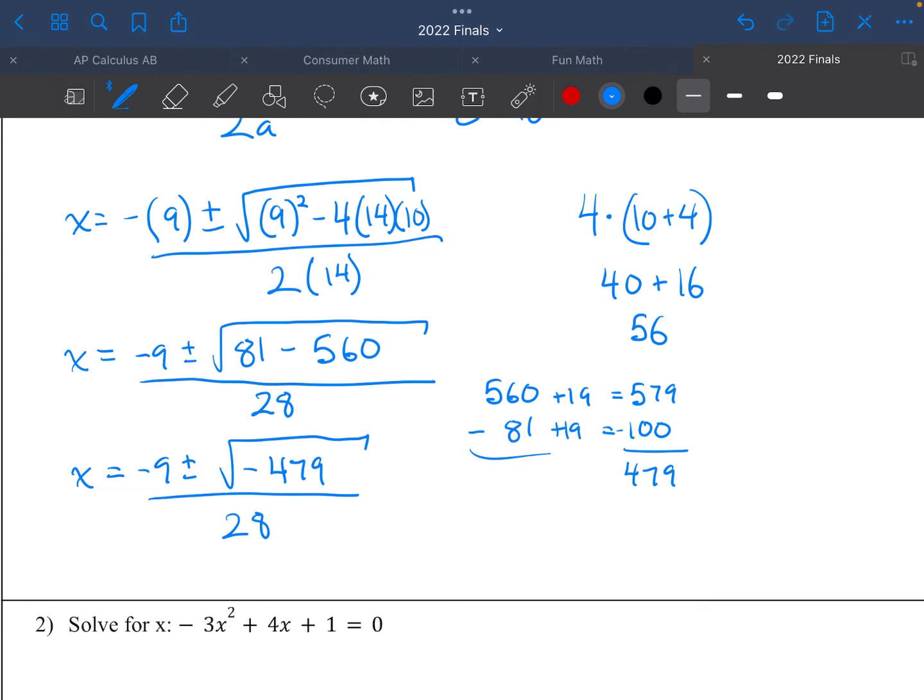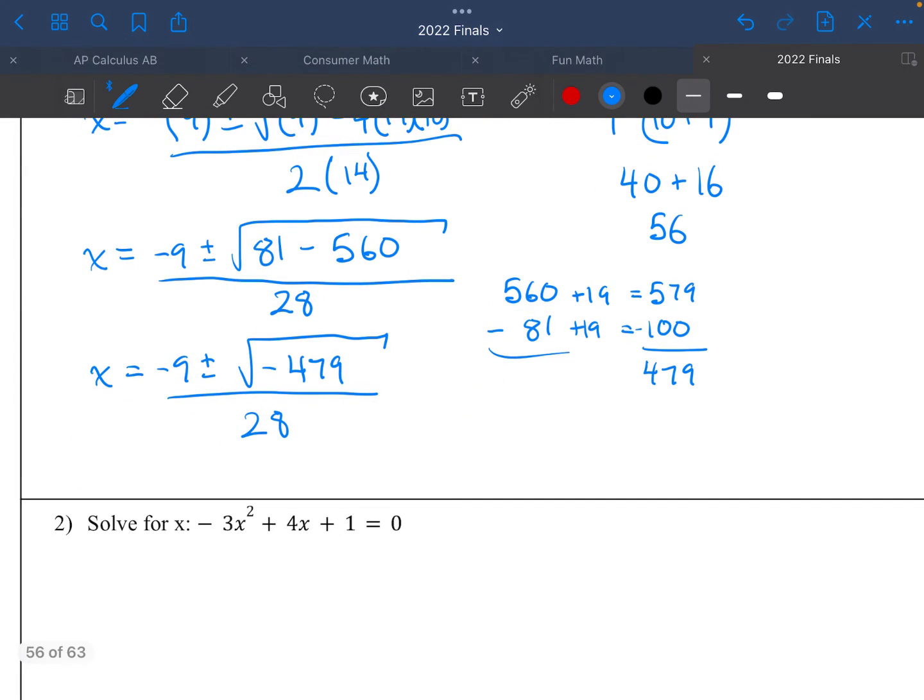And you can simplify that a little bit because, as Emma did a good job explaining in her presentation, when I have a negative and it crosses this square root boundary, it transforms from a negative into an i. Our final answer really looks like x is equal to negative 9 plus or minus i square root 479 all over 28. And that's the answer that you should be looking for on the final.